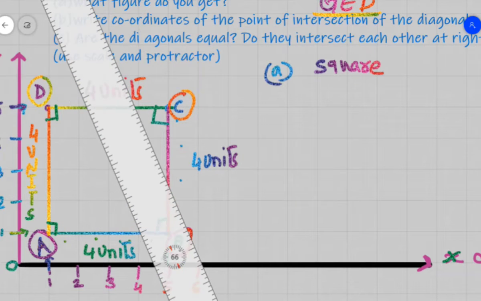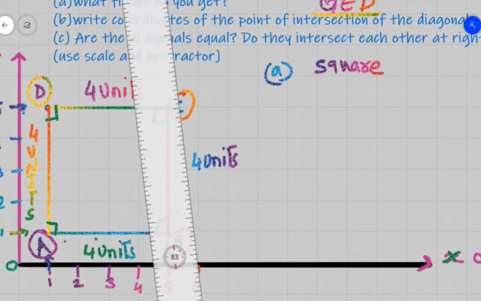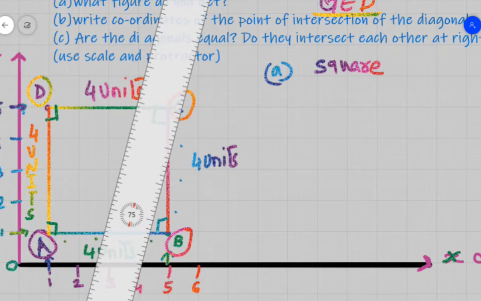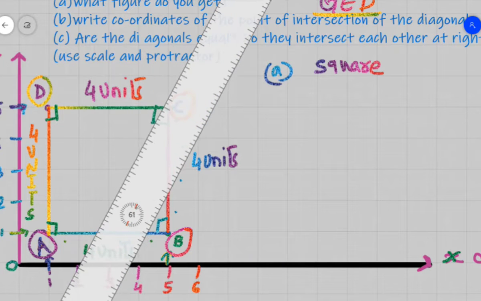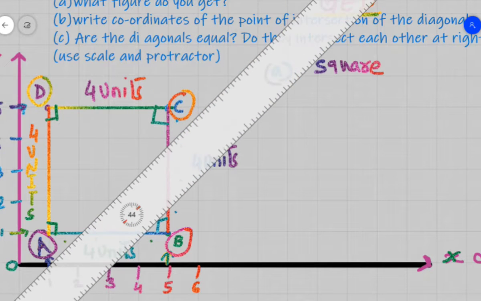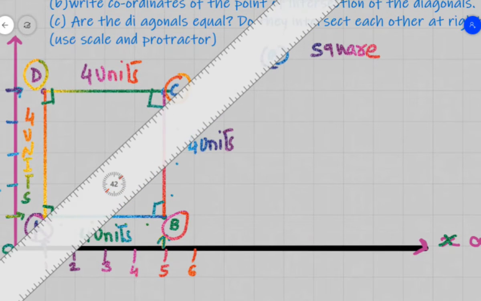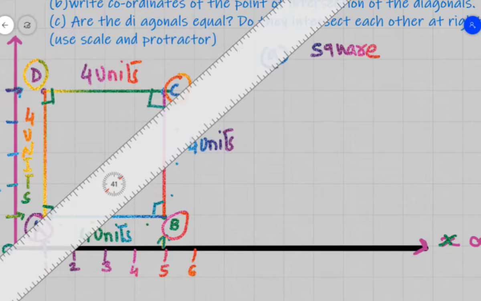If I join with a scale, then only I'll get a straight line, and I suggest you people also to join with a scale only. Don't join without a scale. That doesn't look nice and the figure doesn't look better. So join with a scale.